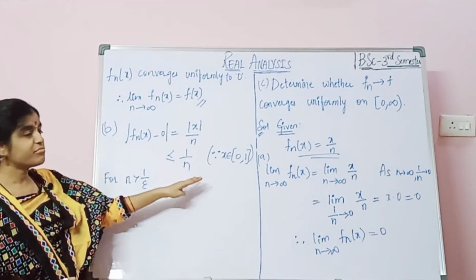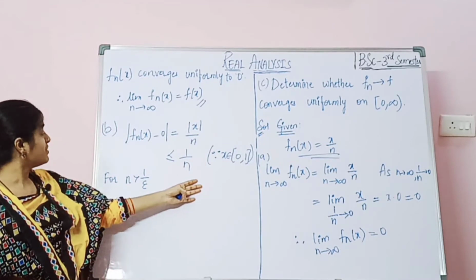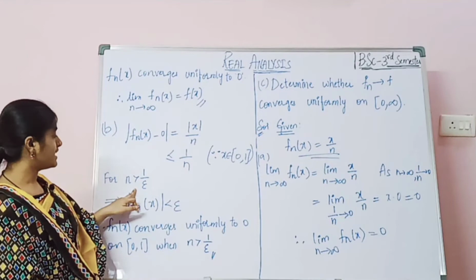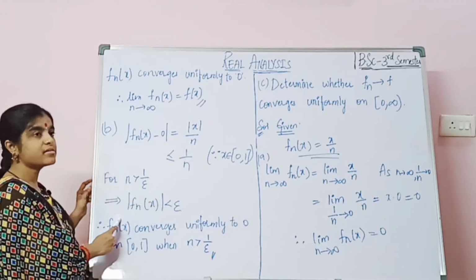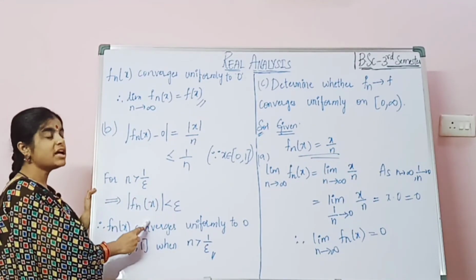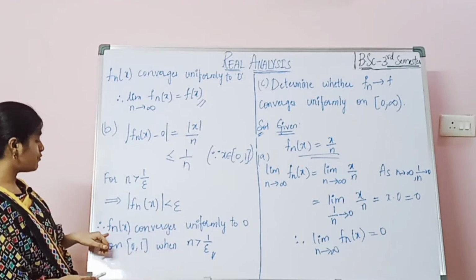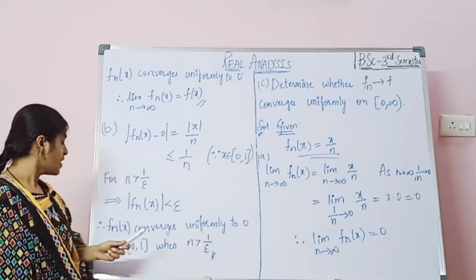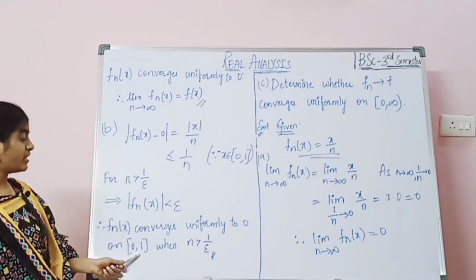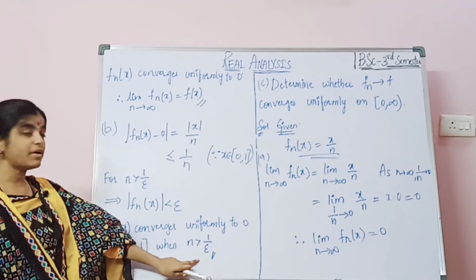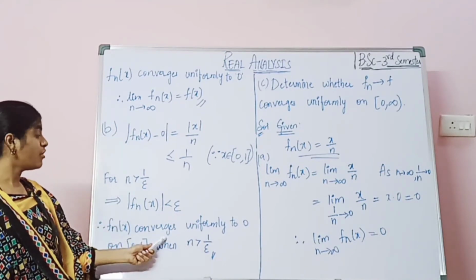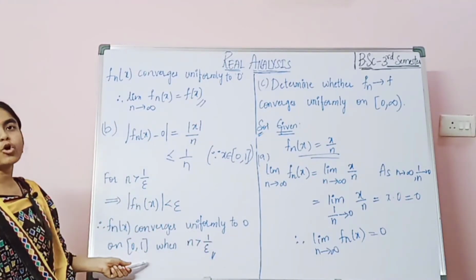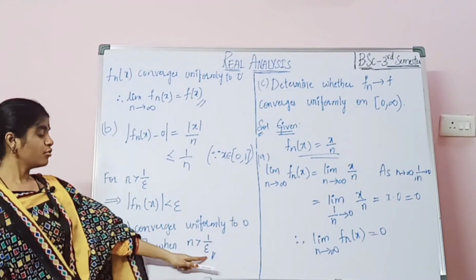So for making this function converge uniformly, what we are taking here is n greater than 1 by epsilon. So for n greater than 1 by epsilon, that implies mod fn of x is less than epsilon. Therefore we can say that fn of x converges uniformly to 0 on the closed interval 0 comma 1, when n is greater than 1 by epsilon. This is the solution for the b bit.